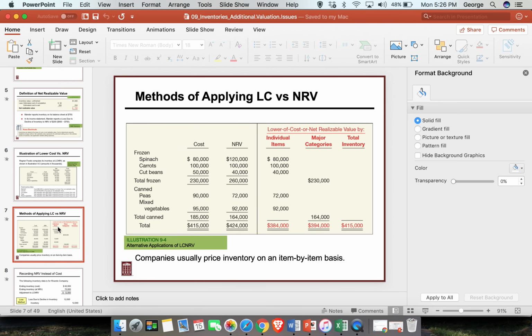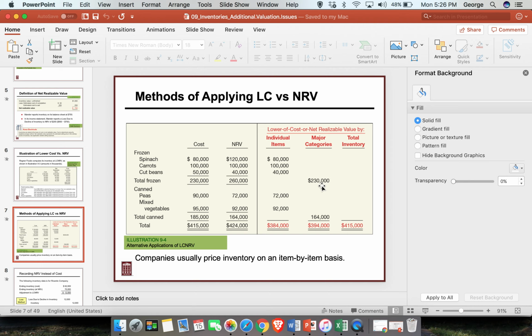All right, so here's another approach. You could do it by individual items, which we just did. That was 384,000. You could do it by major categories. I've got frozen. So net realizable value versus cost, lower of cost or NRV is cost for that one, so I've got 230. That's good, frozen foods are doing well. So you use the 230, which is our cost, which is what we prefer using. And then the canned, where the cost is 184 and the NRV is 164. So something's going on with canned peas.